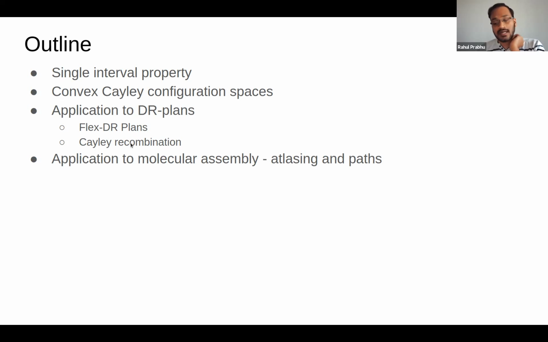And the other application with regards to DR plan is this idea of Cayley recombination, where two weeks ago we were talking about how we are optimizing for algebraic complexity when we are recombining solutions given a DR plan. So this is a different take on that, a different way of doing it. And that will probably cover all of today. And then on Thursday, I'll talk about application of convex Cayley configuration spaces in 3D to molecular assembly.